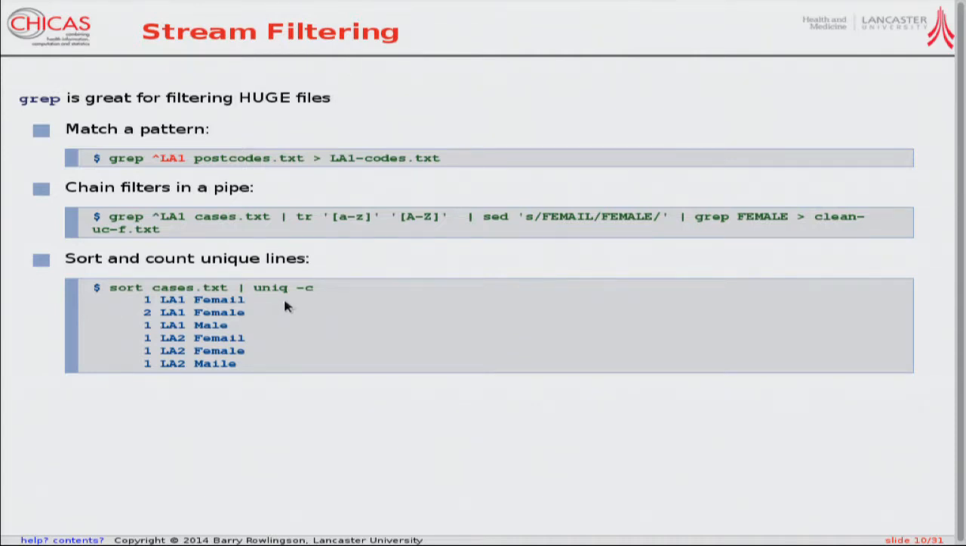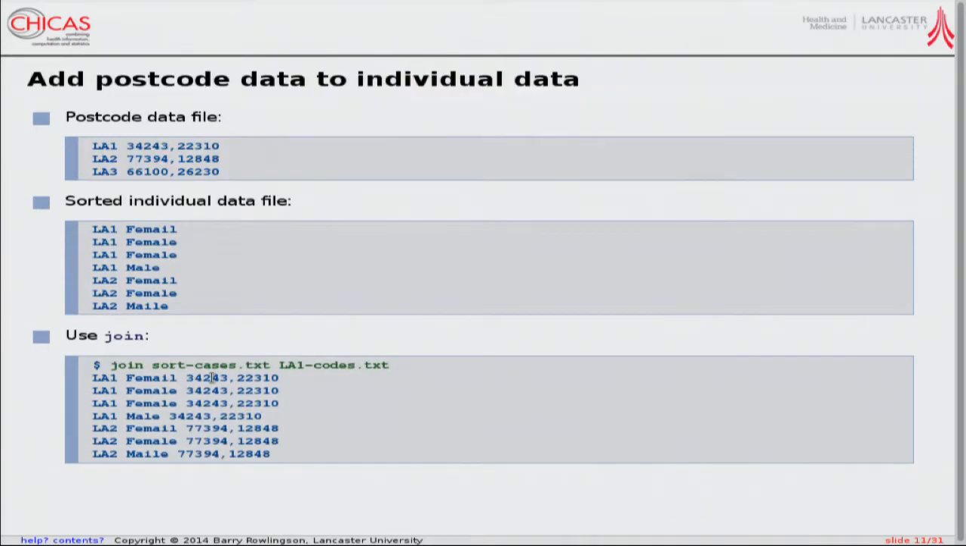And then I can send that into another Unix command called uniq -c, which counts the number of unique lines in order as we go. So I've got one misspelt female record from LA1, and then there are two correctly spelt female records from LA1, and so on down to LA2, and there's a misspelt male record. So you can build these chains and pipes.